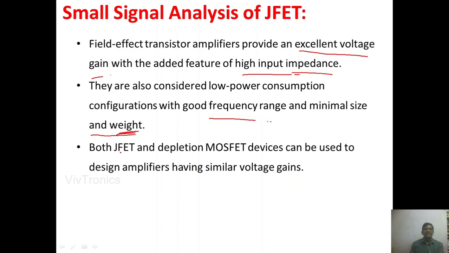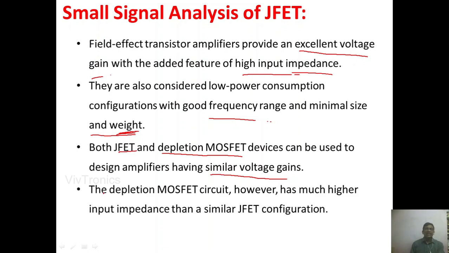Both JFETs and depletion MOSFET devices can be used for designing amplifiers having similar voltage gain. So if you use a JFET or MOSFET, we can get the same voltage gain. The voltage gain will be the same. We can use depletion MOSFETs or JFETs for designing voltage amplifiers. And we already know the JFET is a voltage controlled device. The depletion MOSFET circuit, however, has a much higher input impedance than the similar JFET configuration.